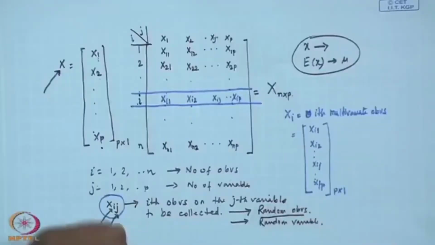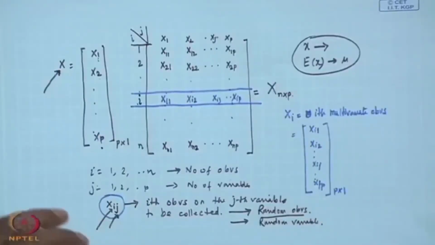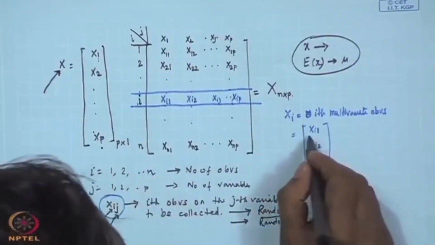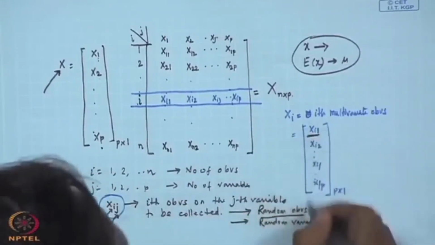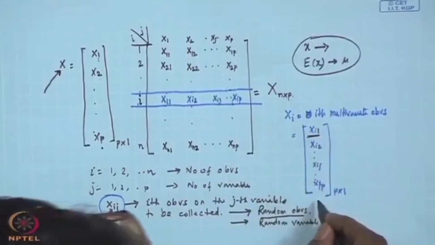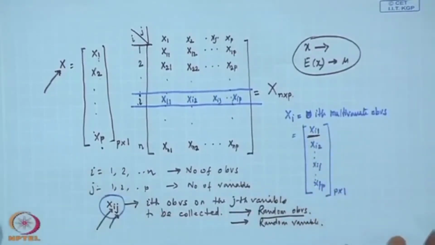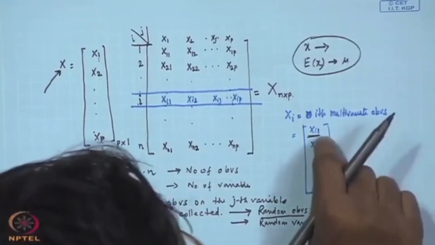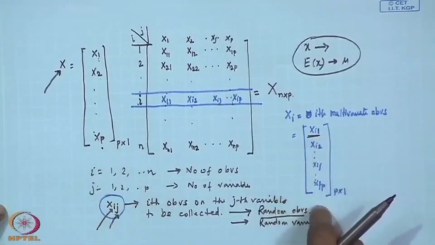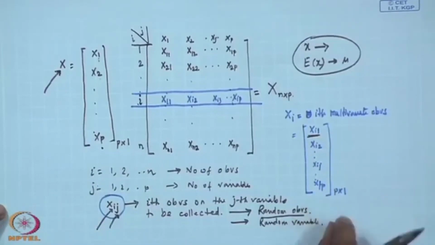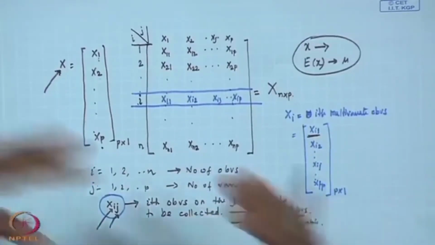In the univariate case, you would get only one value for that observation. As it is multivariate, you are getting values on all p variables. The other important thing is that all the variables are occurring simultaneously, simultaneous occurrence, that is why it is multivariate in nature.